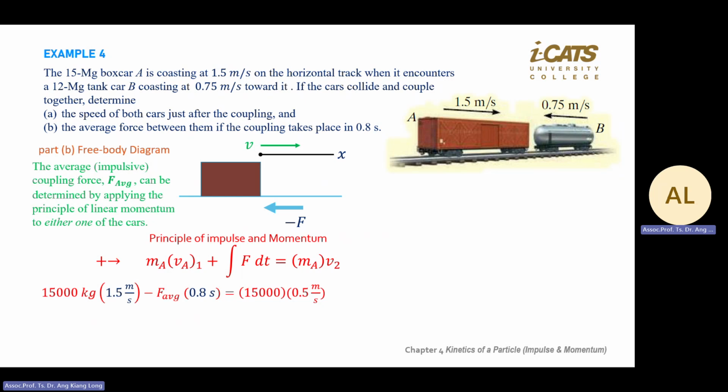So here you put in all the known values: mass, velocity. F is minus because it's pointing to the left. Time is already given, so you don't need to integrate. Time is 0.8 seconds, unless the question asks you for a range. It asks you for the average force between them if the collision takes place from a certain second to another second, then you need to put in the limits here.